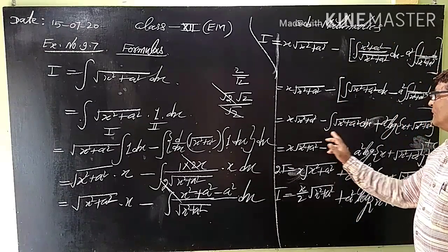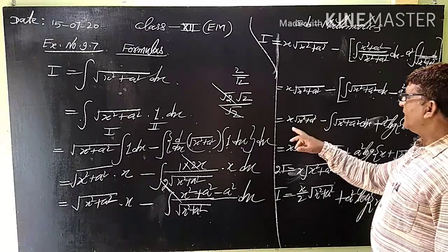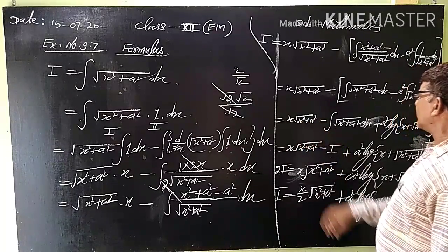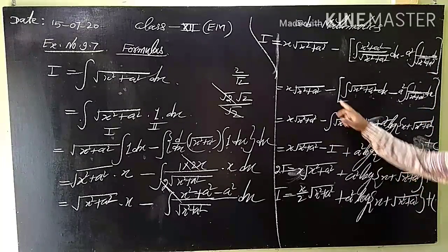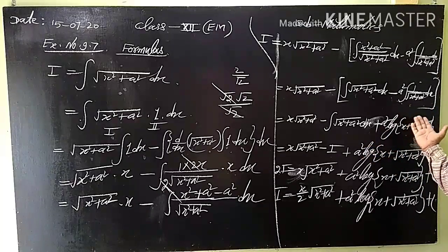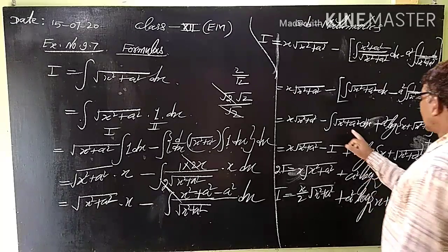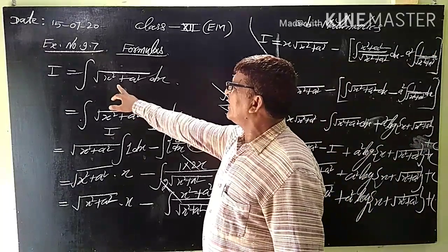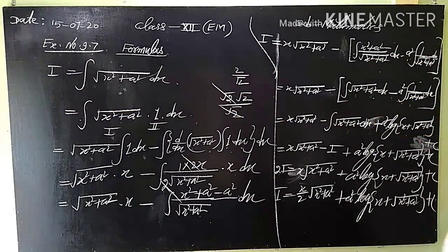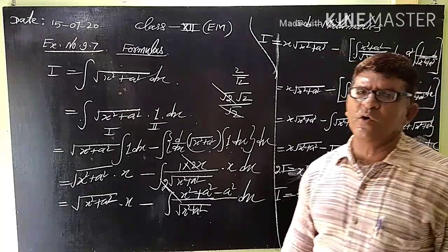Now we remove the bracket, and then it is equal to x under root x square plus a square and minus. This can be written as the same, and minus minus is plus, and the integration of this is equal to this by formula. And now it can be written as I, because this is your original question and it is written here: under root x square plus a square dx.